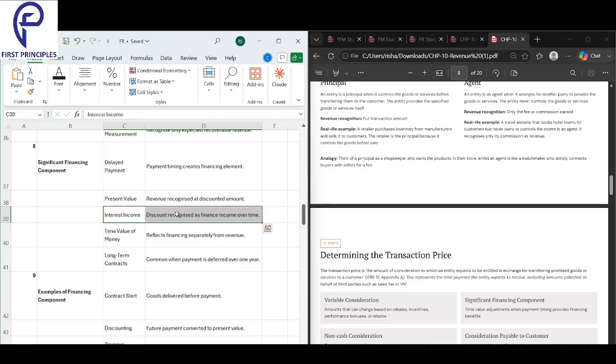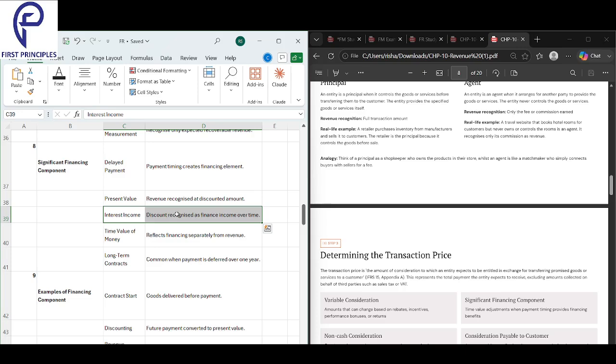Next, time value of money. You separate the sale part from the loan part. Time value of money, what happens? You reflect financing separately from revenue.